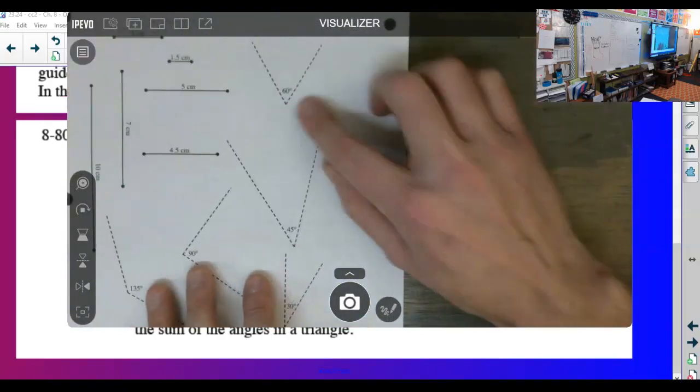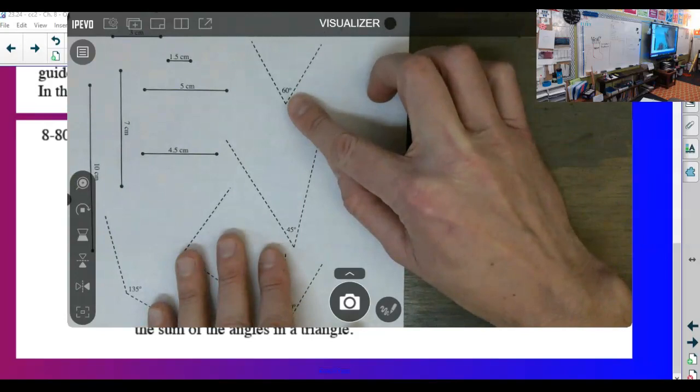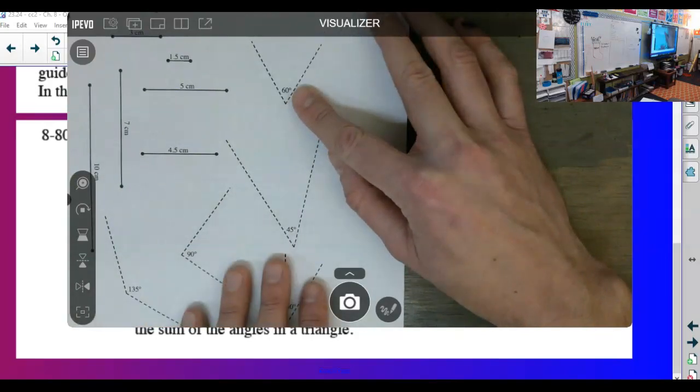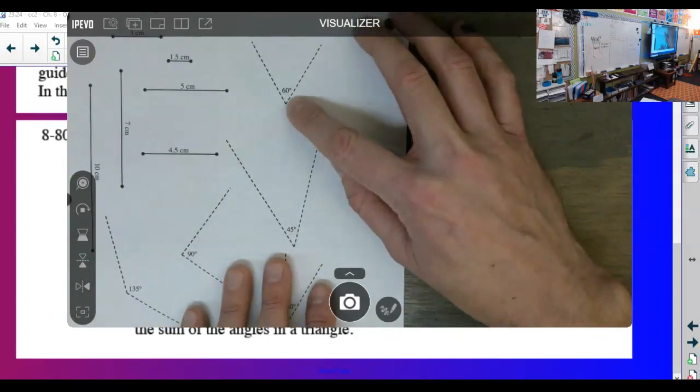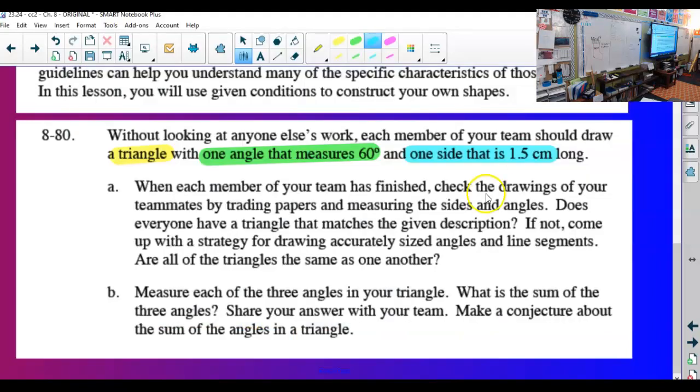So if you make a triangle that has one edge of 1.5 centimeters or inches, and a 60-degree angle, and that's all they tell us?